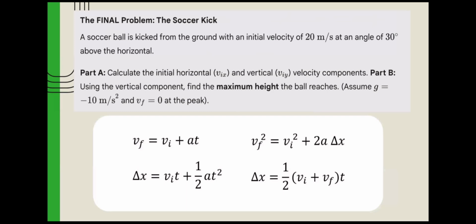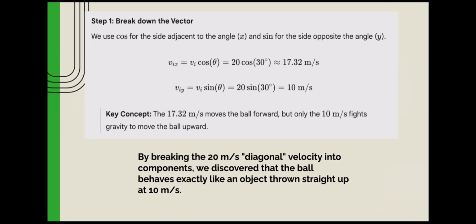So the problem is a soccer ball is kicked from the ground with an initial velocity of 20 meters per second at an angle of 30 degrees above the horizontal. Calculate the initial horizontal velocity and the vertical velocity. And using the vertical component, find the maximum height the ball reaches, and assume g is -10 meters per second squared. We start by breaking down the initial velocity into its x and y components.